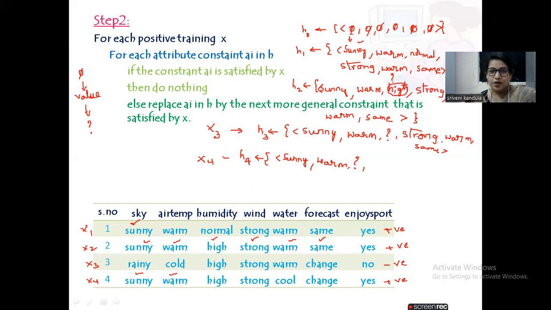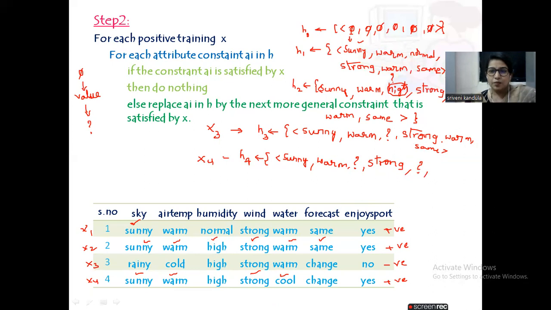Then the next attribute value is strong. Here also in the example I have strong. So leave it as it is. Then the next value is warm. Here in the example, I have cool. There is a change. Okay, so the attribute values are not the same. So what I should do, in order to make both of these values acceptable, I should make it more general. So replace it with a question mark.